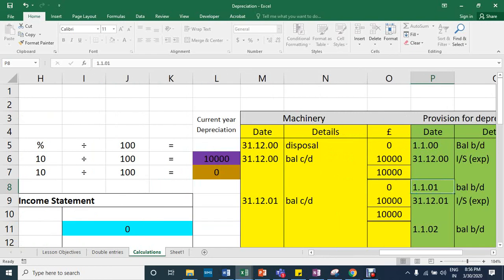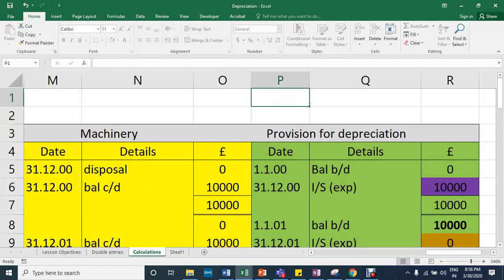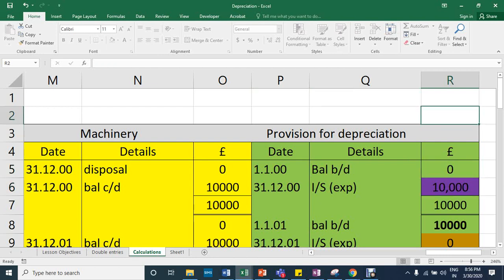Now let's see how this is going to impact the provision for depreciation account. For the moment, I'm marking 0, right? At the beginning of the year, there wasn't any depreciation. The depreciation for the year that you calculated was 10,000. Therefore, when you balance it, you can find the credit side is greater. Therefore, you carried down 10,000, brought down 10,000. Now you're done posting these entries to the provision for depreciation ledger in the machinery account.